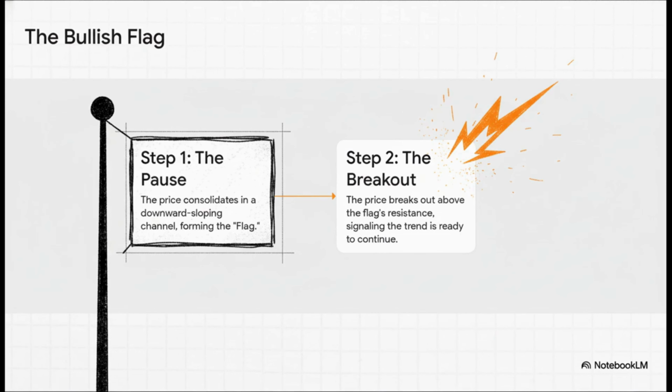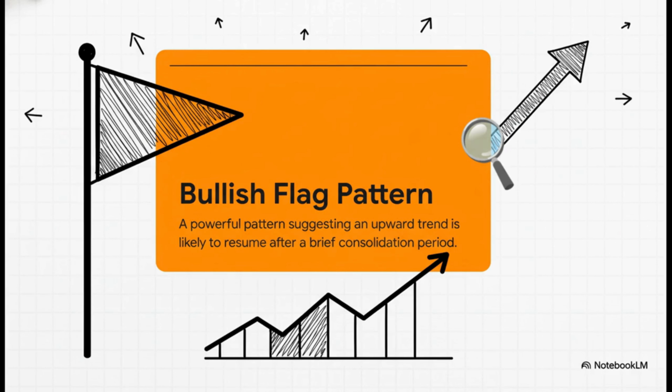Now, after that huge run-up, the price needs a break. It starts to drift sideways or maybe even a little bit down, kind of forming a small tilted rectangle. And that little rectangle, well, that's the flag on our flagpole. The really crucial moment here is the breakout. That's when the price finally smashes through the top of the flag, signaling, okay, break time's over and we're ready to keep climbing. And there you have it, the bullish flag pattern.